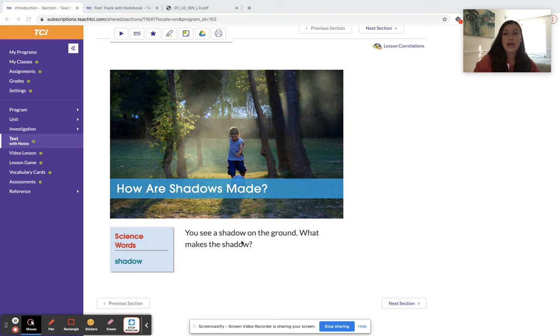You can see a shadow on the ground. We know that. But our question is, what makes the shadow? Let's look at this picture. I can see a shadow right here. It looks like it's coming from the tree. I see a shadow of the boy. You can't really see it, but there's a shadow of the ball and the shadow of these trees. And it also looks like there may or may not be a sun somewhere back there that might be casting it. I don't know. Let's find out.